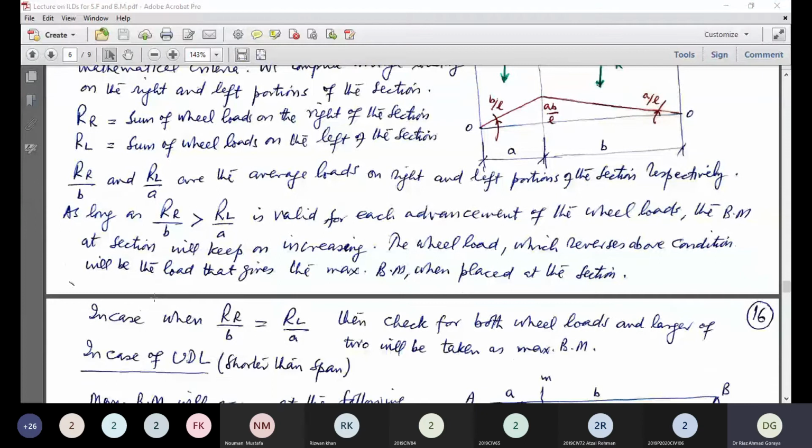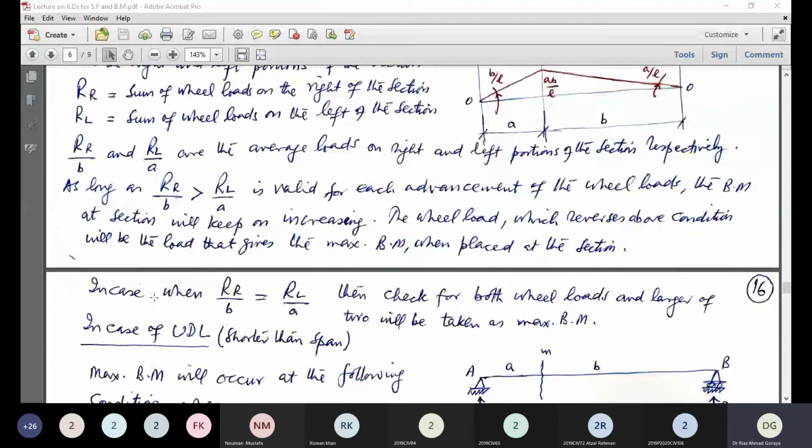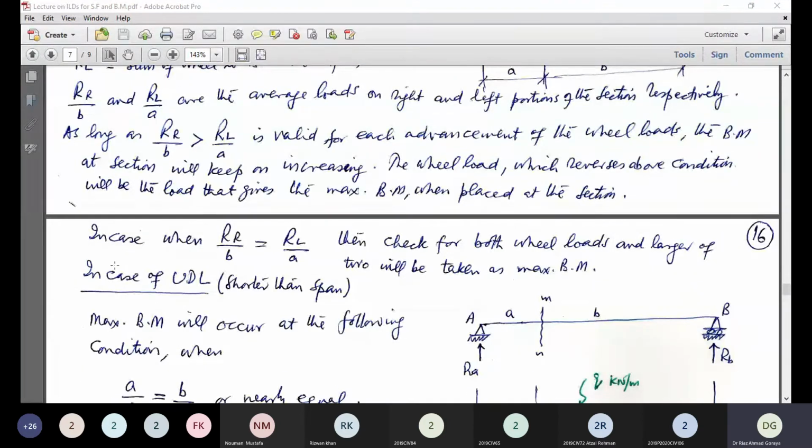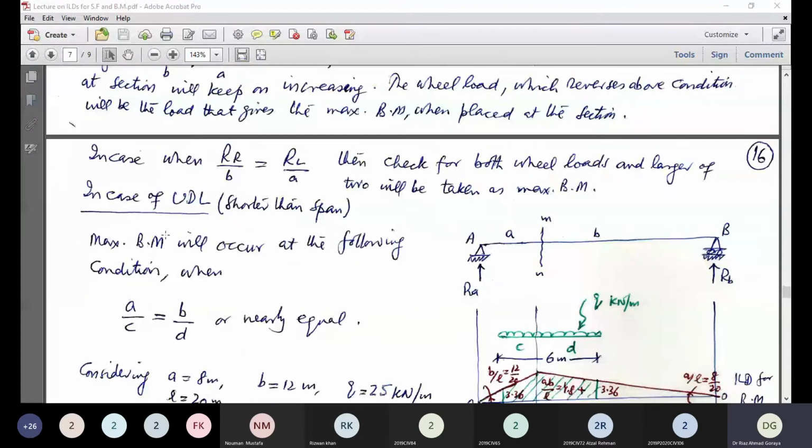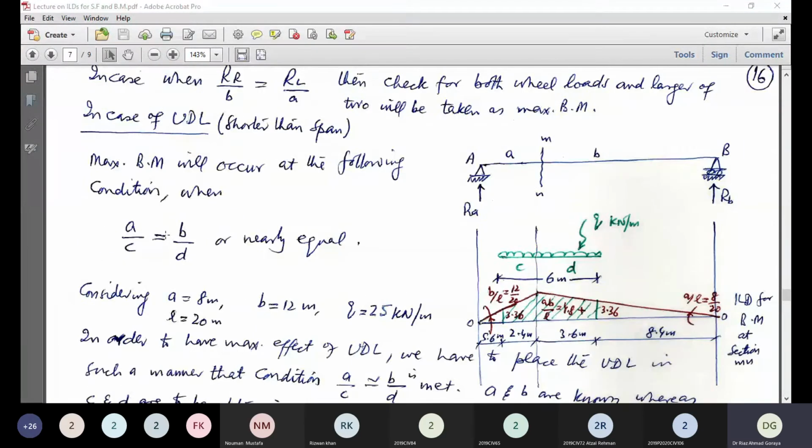So similarly, there is another situation. If the average load on the right portion is exactly equal to the average load on the left portion, then we have to check for both wheel loads, and the larger of these two values will be taken as the maximum bending moment. Now in case of UDL, this is a little tricky. The wheel load case is very simple to apply, but this is a little tricky, so an example has also been included for you.